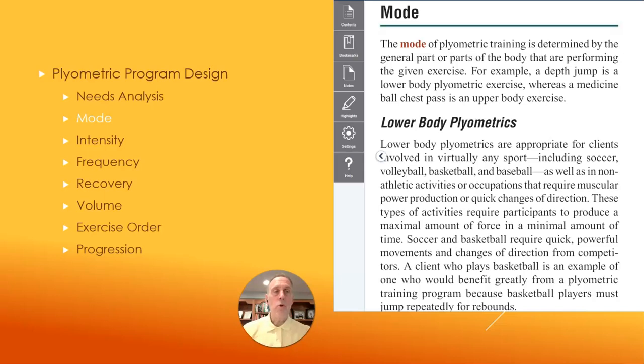All right, mode. The mode of plyometric training is determined by the general parts of the body that are being used to perform the exercise. If you're working on a pitch for softball and you're throwing a medicine ball, it's going to be total body fitness. If you're working on plyometrics for upper body strength, you're probably going to be chucking a medicine ball or doing some kind of plyometric push-up for upper body. If you're doing lower body work, you're doing depth jumps, for example, to work on more explosiveness, to do jumping for basketball. So it just depends. It depends on the sport, depends on the activity, depends what your client wants to accomplish. That'll dictate what mode that you use.